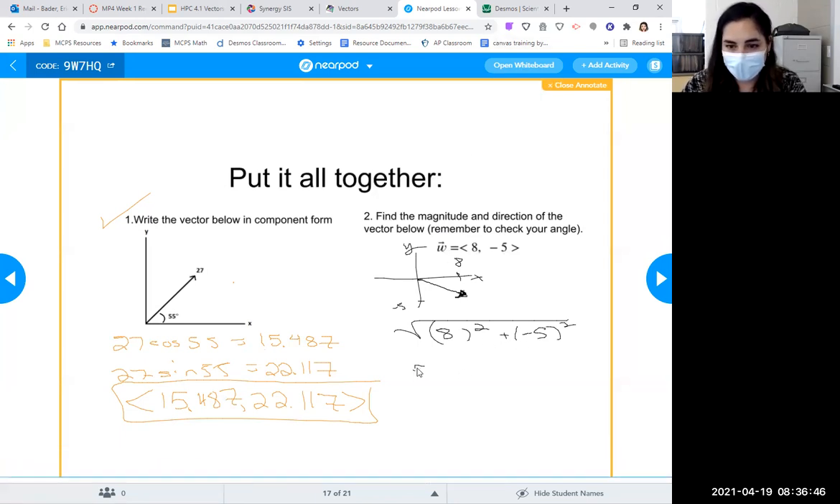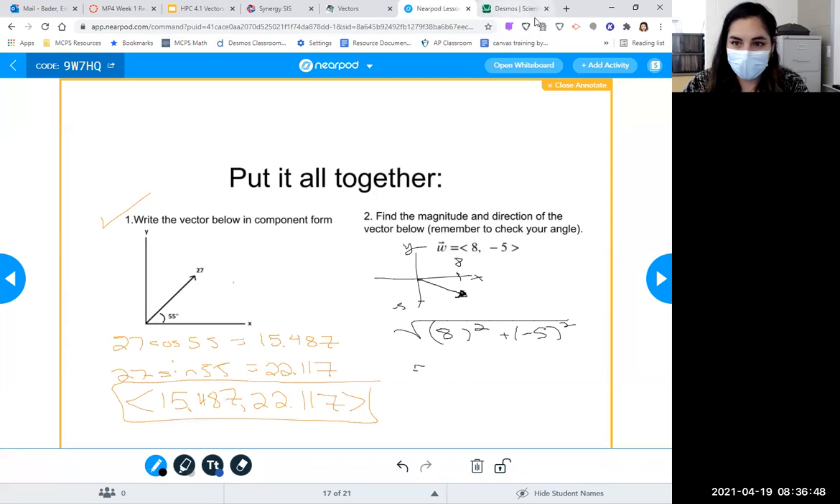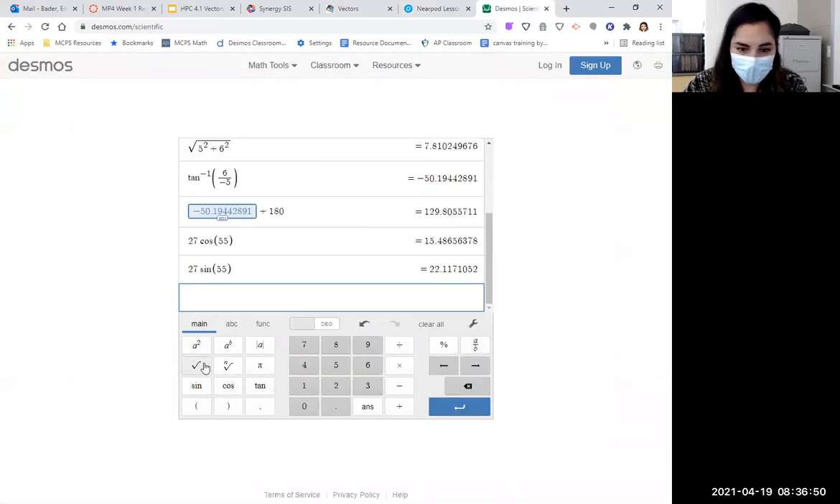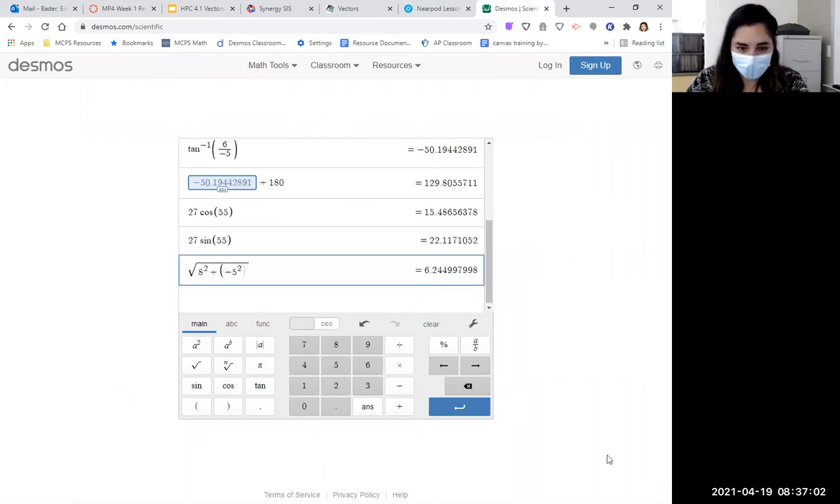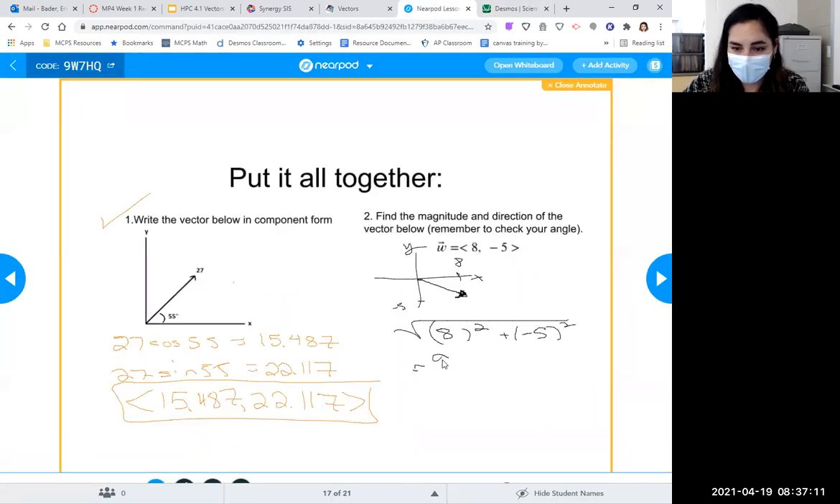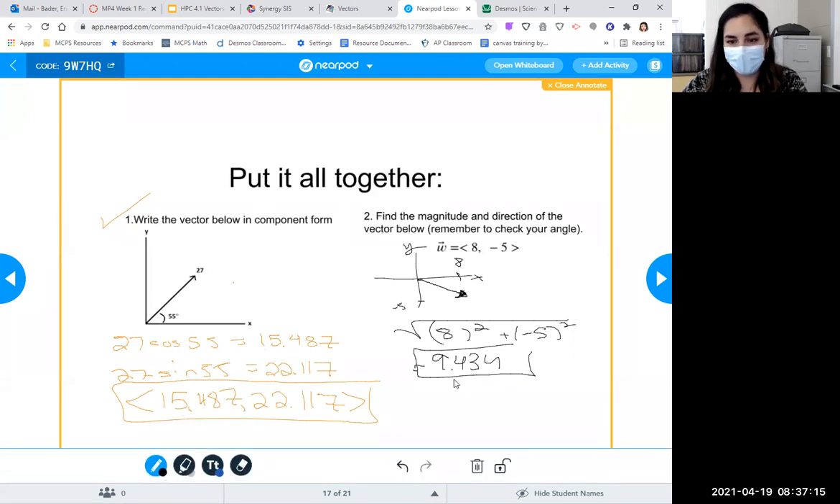So let's see what that is for magnitude. Square root of 8 squared plus 5 squared. I'm not putting the negative because the negative is eventually not going to matter, right? I could do it like that, but it'll still be the same answer. So we end up getting 9.434. 9.434 is the magnitude. All right, and let's do the direction.